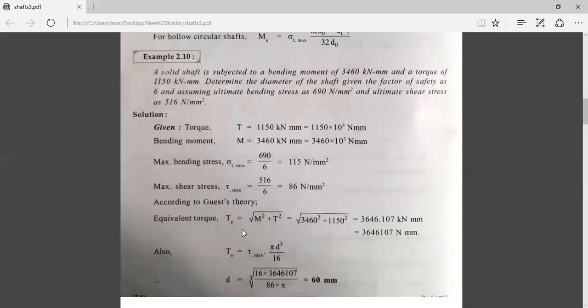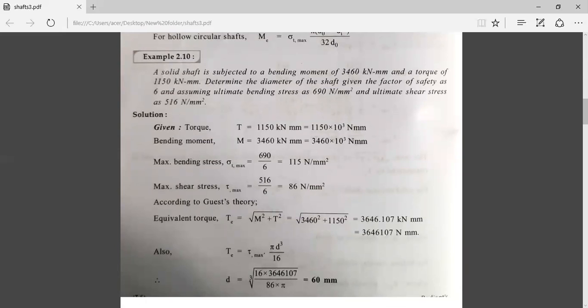So the first problem to observe: a solid shaft is subjected to a bending moment of 346 kilonewton mm and a torque of 1150 kilonewton mm, right? Determine the diameter of the shaft given the factor of safety as 6, and assuming ultimate bending stress as 690 Newton per mm square and ultimate shear stress as 516 Newton per mm square. So what we are going to calculate here is the diameter, that means design, right? In the problem, he has not mentioned the combined load, but he has given the bending moment value and torque value. So we should immediately recognize that this problem is subjected to combined bending moment and torsion, right? So based on that we are going to calculate using the formulas.